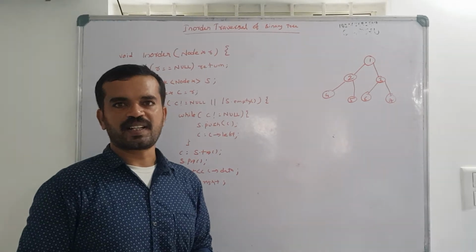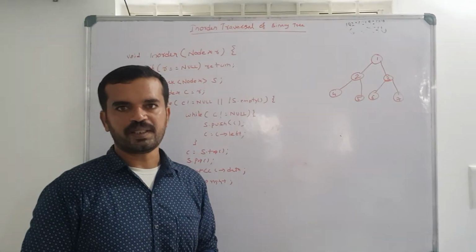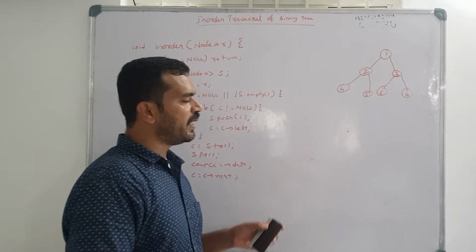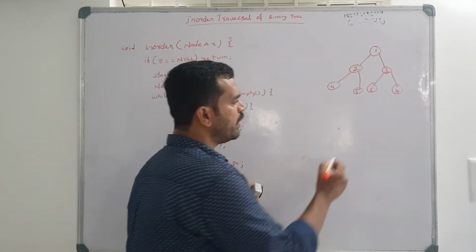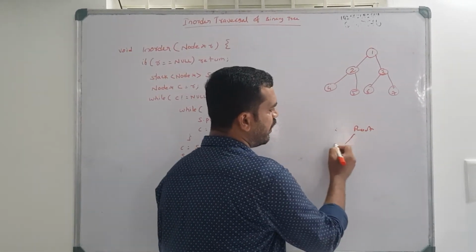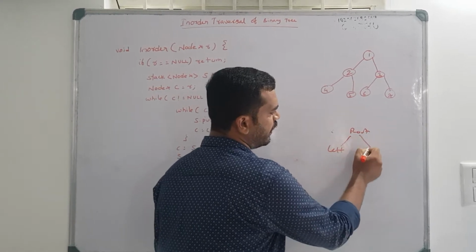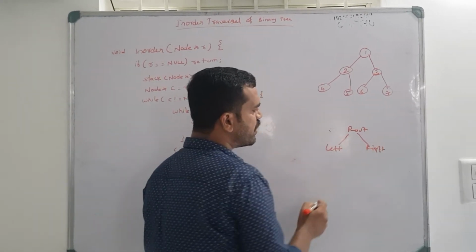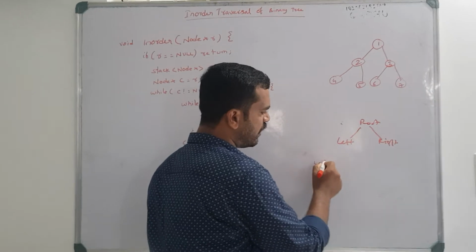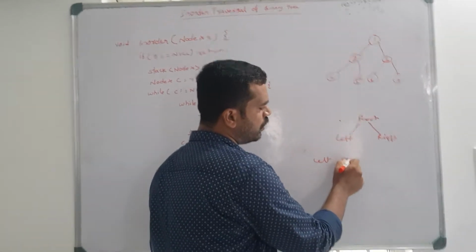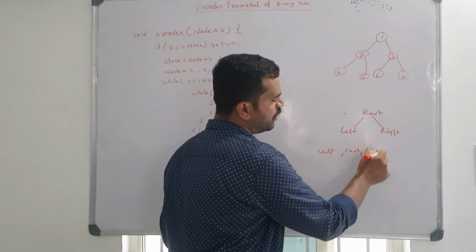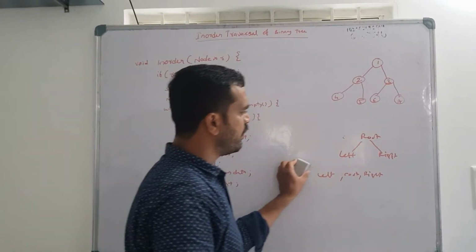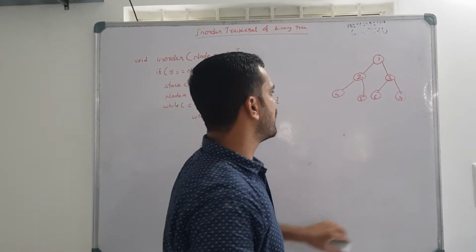Guys, let's try to understand in-order traversal of a binary tree today. So in-order traversal, how does it work? Actually, there will be a root node, a left node, and a right node. In-order traversal should be like: first the left node will come, then the root, and then the right. So let us try to traverse this given tree in in-order traversal.